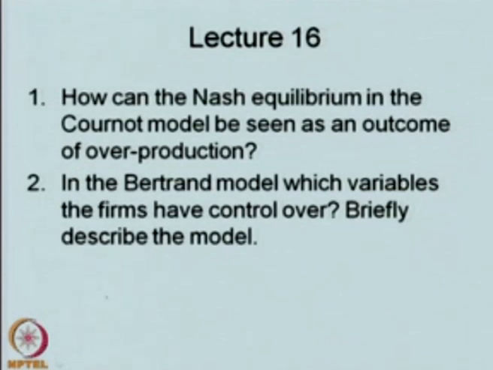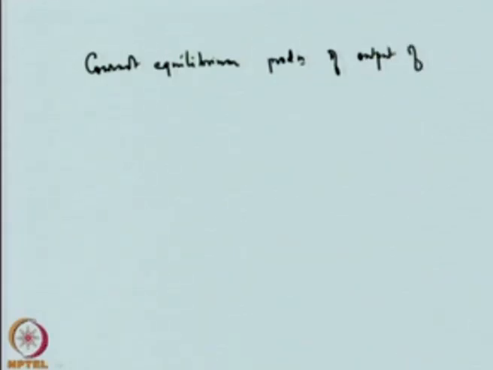Question: how can the Nash equilibrium in the Cournot model be seen as an outcome of overproduction? In Cournot equilibrium, production of output of each firm is equal to (alpha minus C) divided by 3, and the profit, we have seen, is (alpha minus C) whole square divided by 9.